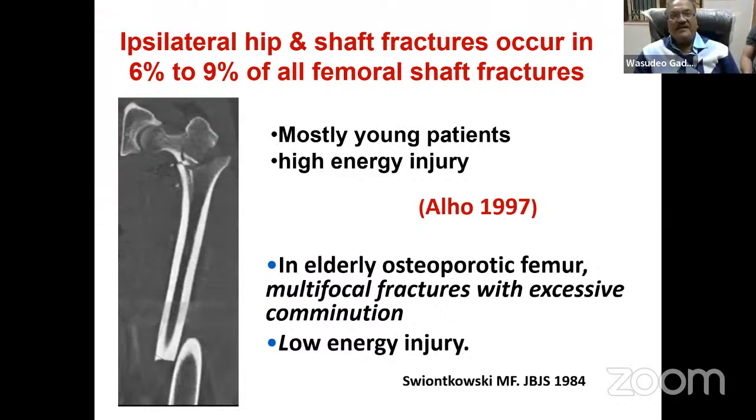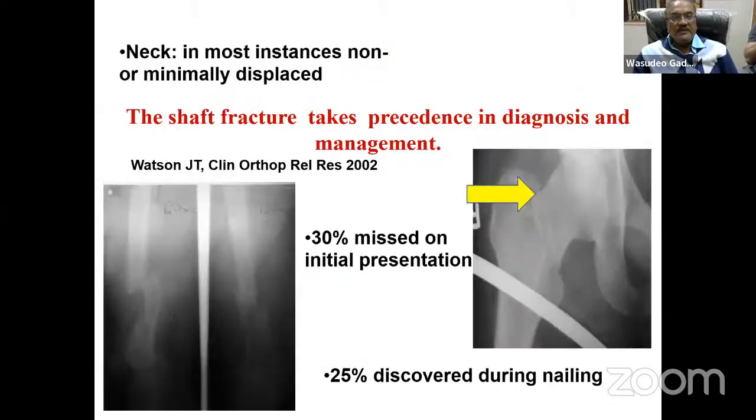So these are ipsilateral hip and shaft fractures, 6 to 9% of all femoral fractures, bimodal: young patients with high energy trauma, and the elderly osteoporotic femur with multifocal fractures, excessive comminution and low energy injuries. In 30% they are missed fractures, not detectable on admission, but discovered during nailing or in the postoperative period. You can see here the fracture shaft of the femur, missed in some of the cases.